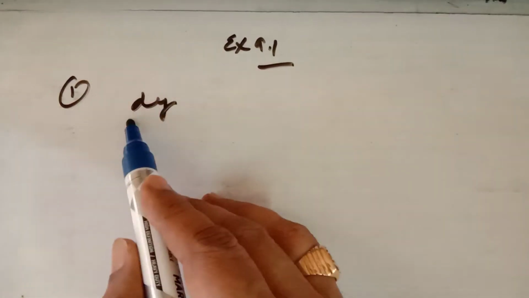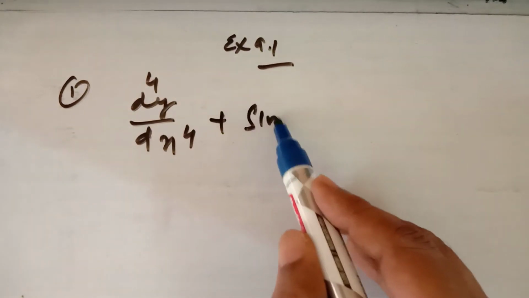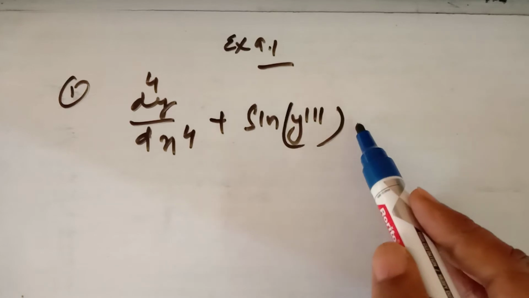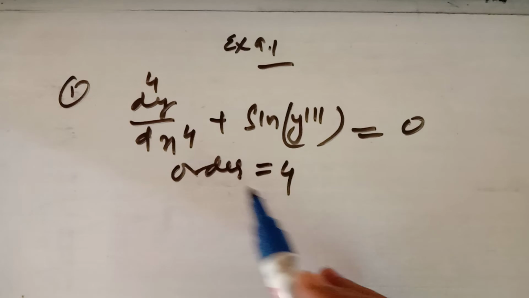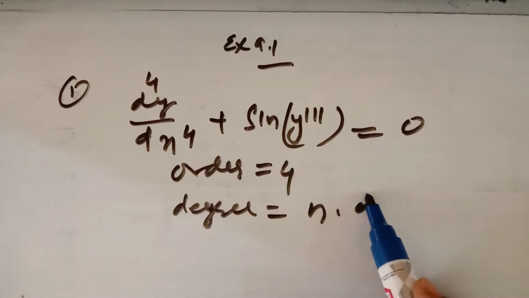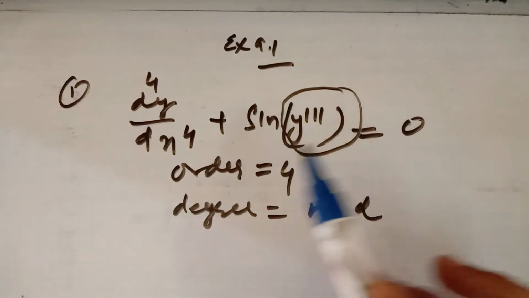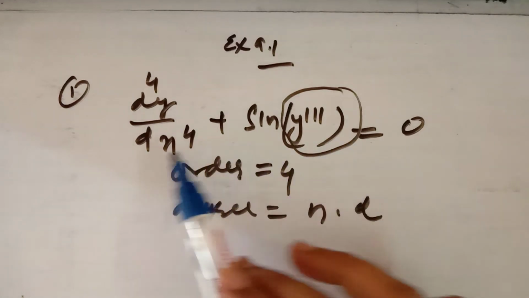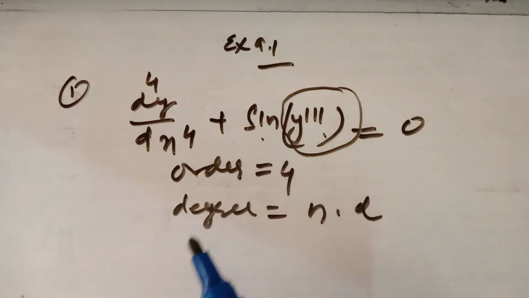Let us take the first. The highest power is 4 and it is the triple derivative of the sine angle of this equal to 0. Now the order of this is 4 because the highest derivative here is 4, and the degree here is not defined because the triple derivative is not a polynomial equation in this differential equation, because its derivative is the angle of sine, and therefore its degree is not defined.